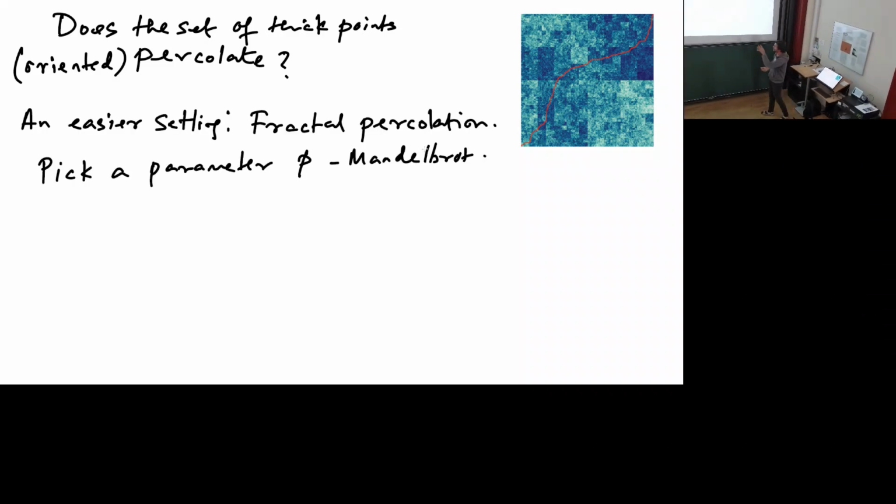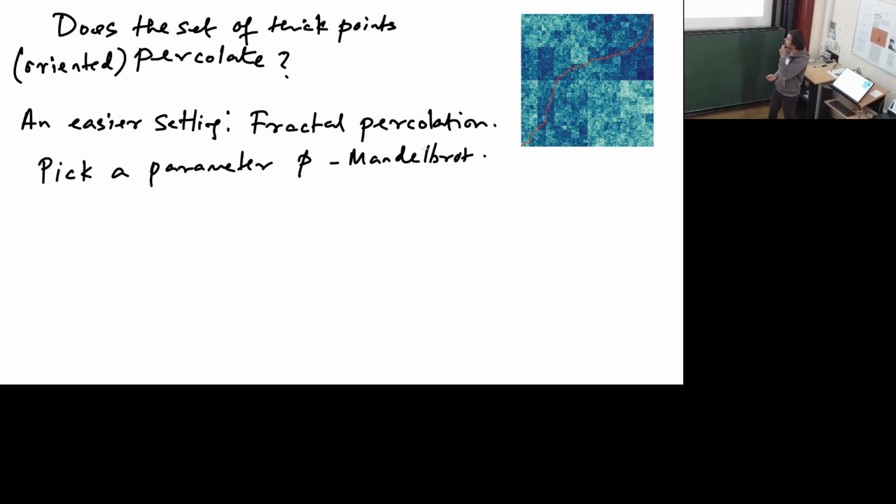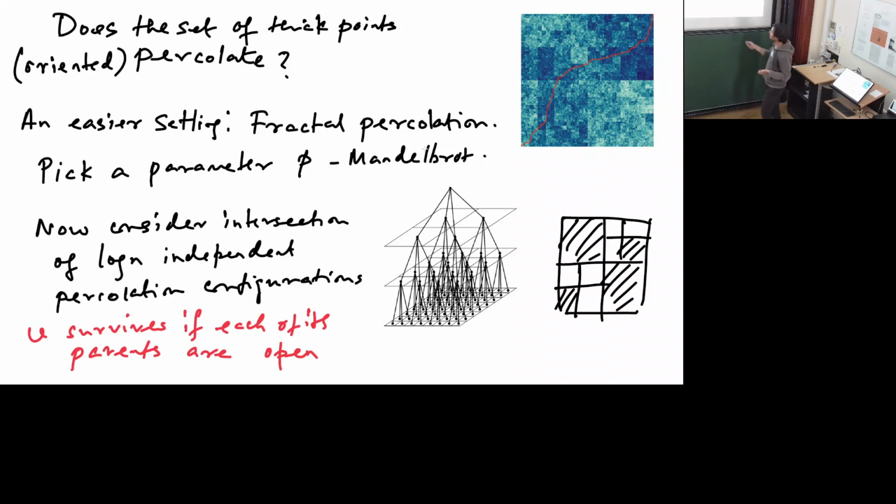And okay, this is obviously at this point understood, but let me build up the story. An easier setting is fractal percolation, where instead of looking at the thick points, you look at an intersection of a bunch of hierarchical percolation models. Pick a parameter p, and then for each layer, keep each box with probability p, so a particular vertex at the very end survives only when all of its precursor boxes have survived. Okay, so this is a proxy for the thick point set.